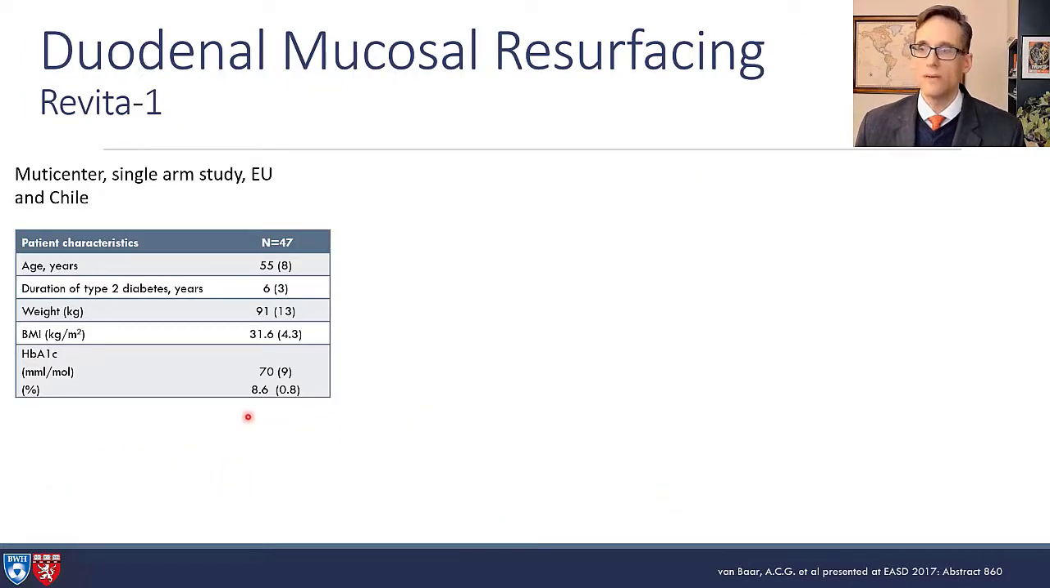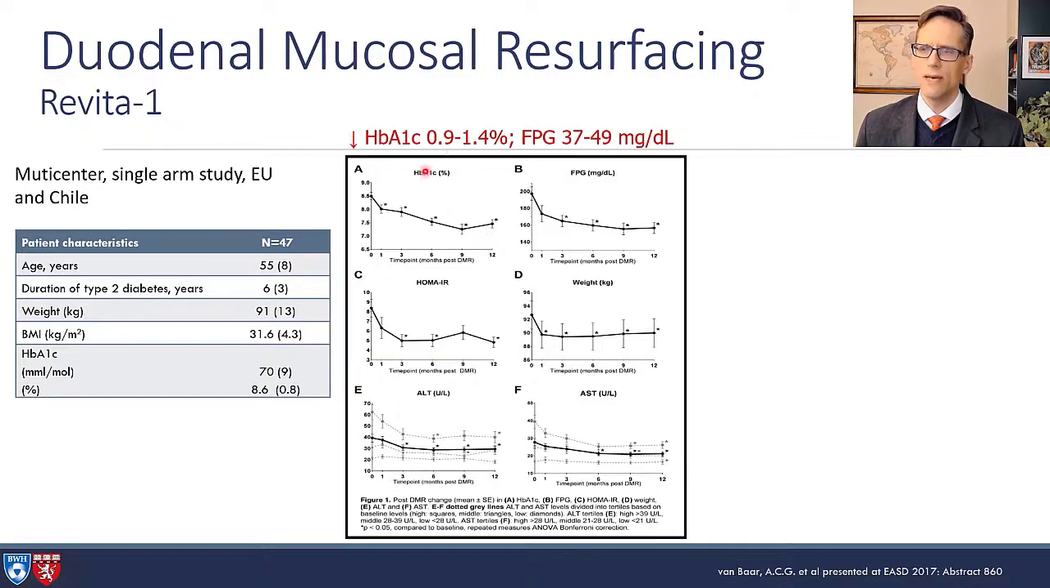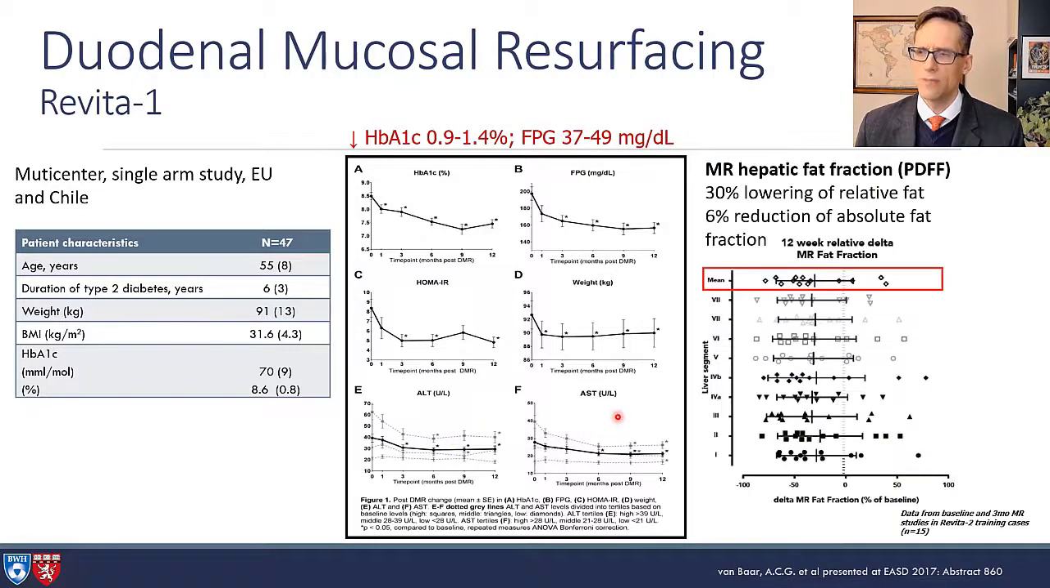Now, the Revita study was interesting, very similar kind of baseline patient characteristics, and also you had a similar drop in HbA1c, but they saw also improvements in liver tests, HOMA-IR, and some other metrics. But what's very interesting here is the MR hepatic fat fraction. There was a 30% lowering of relative fat and a 6% reduction of absolute fat. So maybe we have a solution here for NAFLD and NASH as well.